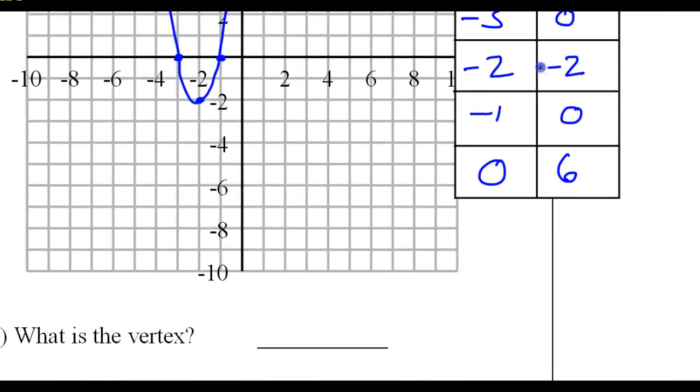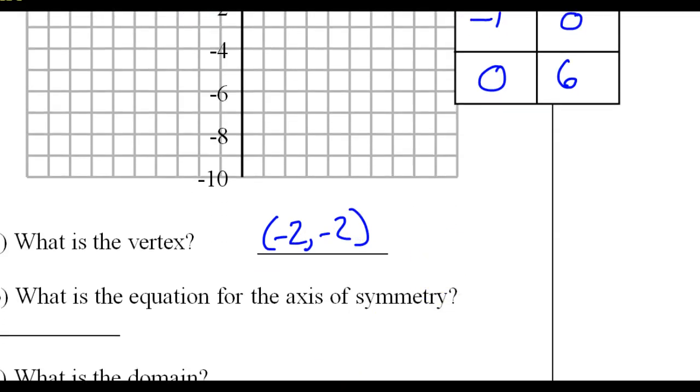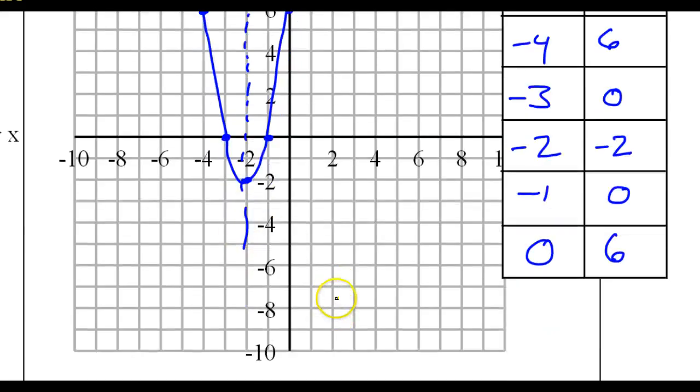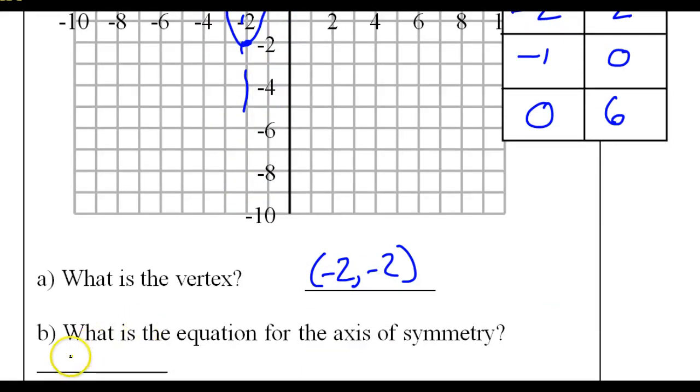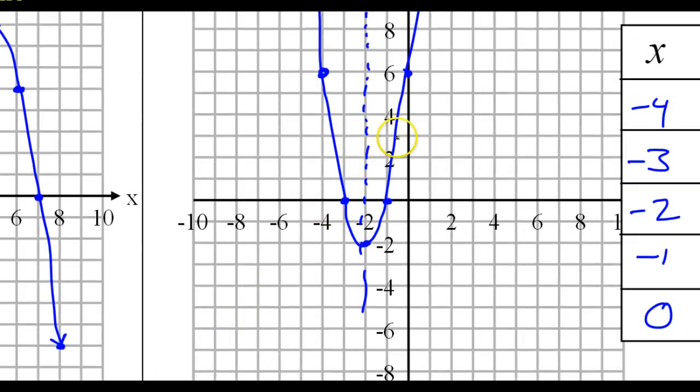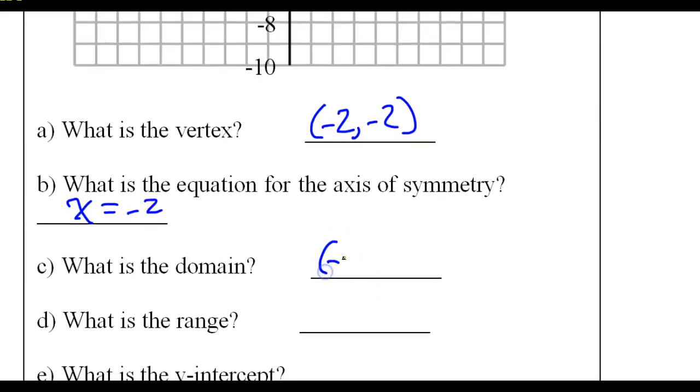What is the vertex? Negative 2 comma negative 2 was the vertex. Okay, what is the equation of the axis of symmetry? Well, axis of symmetry is right down the middle here, and it's at negative 2, so we're going to say x equals negative 2. What's the domain? Domain is x values, and this goes left forever and right forever. So that's negative infinity to positive infinity.